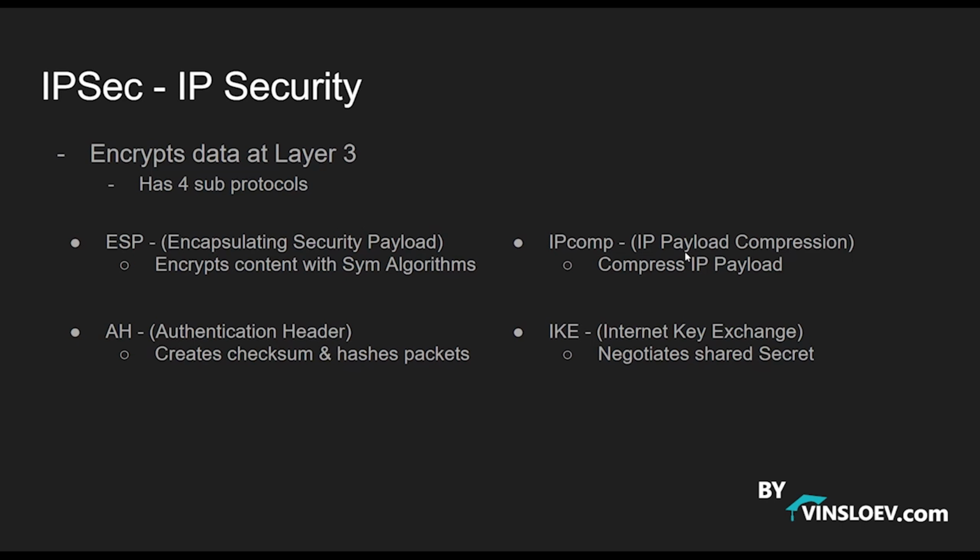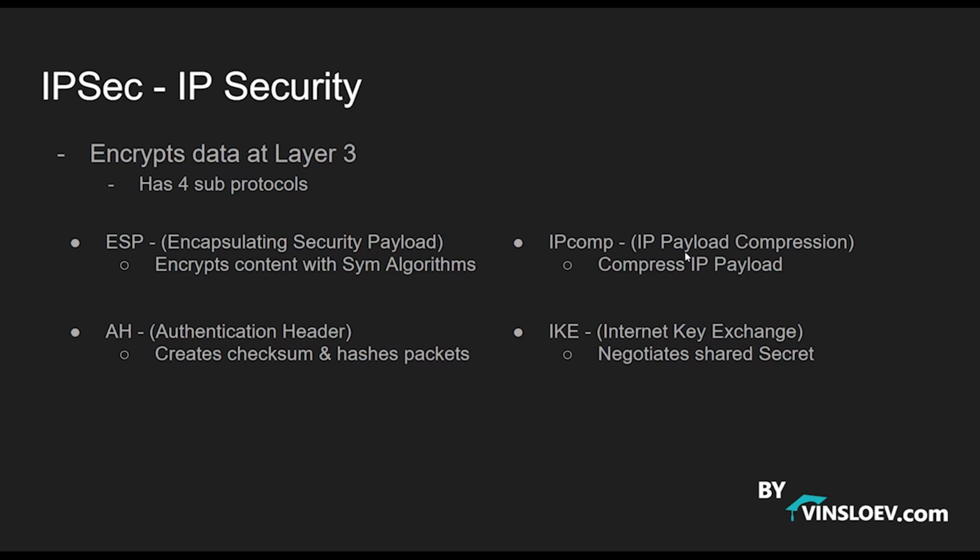Then we have IPComp, which is the IP payload compression. This is where our payload, meaning our data and our authentication header, gets compressed such that it is of a smaller size before we send it, because the less data we have, the faster it is and the less bandwidth we use. So it is very important that we can compress it as much as possible before we actually send it.